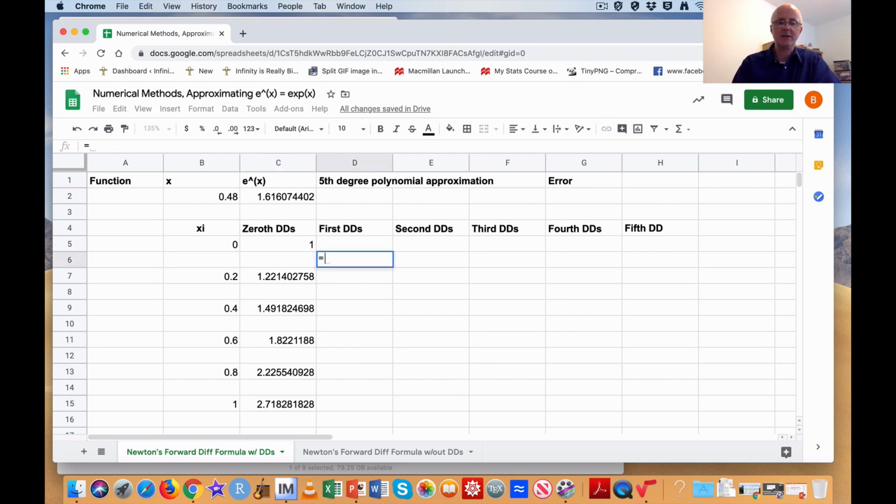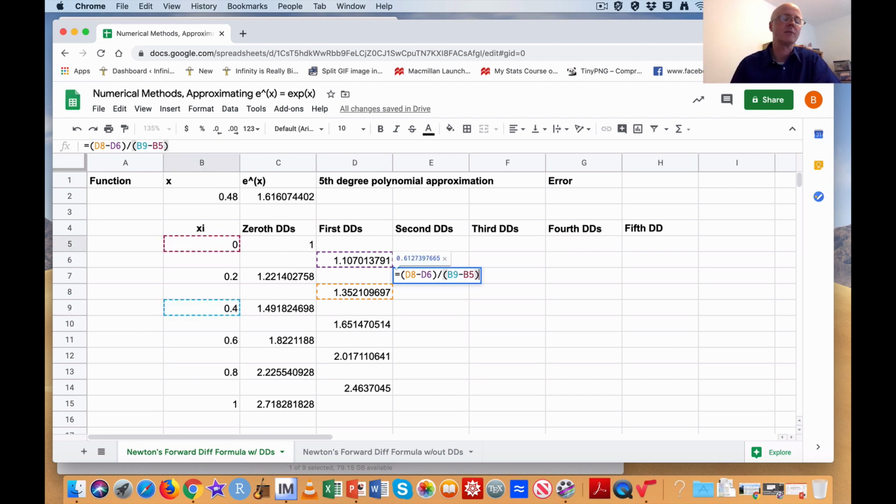Now compute the first divided differences. I'm going to go as quick as I can here. Use the 0th ones and do a division of two differences like this. Copy and paste that down. Let's do the second ones now. It's similar. It's once again a division of differences. This time though, in the bottom you're dividing by x2 minus x0. So you get 0.4 minus 0 instead of 0.2 minus 0. These are the second divided differences.